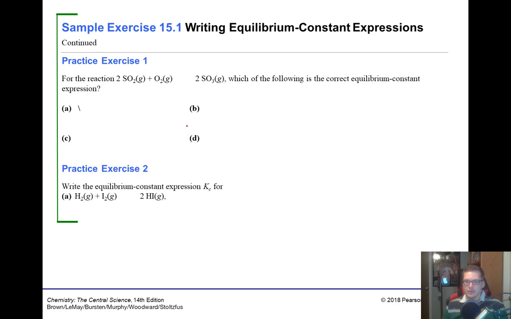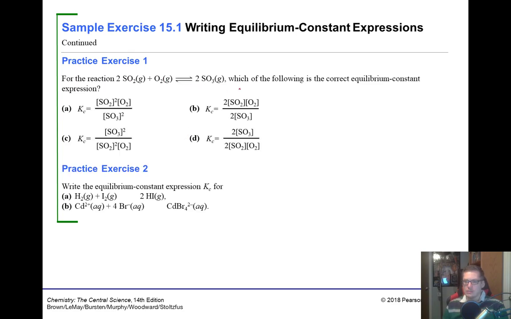All right, so it says, for the reaction of this, which of the following is the correct equilibrium constant expression? We know for sure that it's got to have SO3 as a product, so that means B and A are right out because we don't have SO3 on the top, and products are over reactants. And then the other thing we're looking for is we want to make sure that our SO2 is squared and our SO3 is squared. So these, see, they've done it wrong. Don't make this mistake. So it's got to be C.